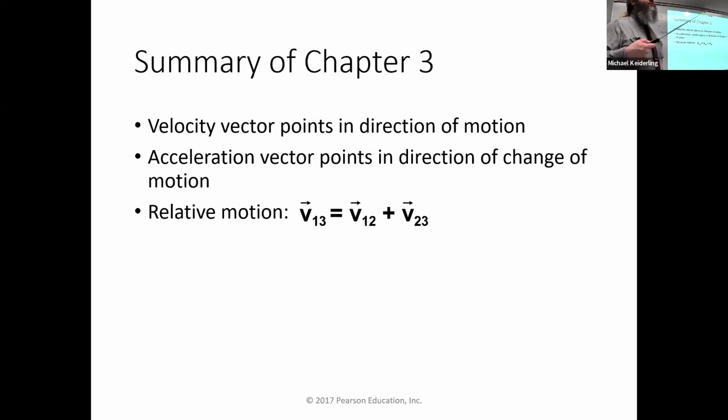And then if you have relative motion, the velocity of 1 with respect to 3 is the velocity of 1 with respect to 2 plus the velocity of 2 with respect to 3.